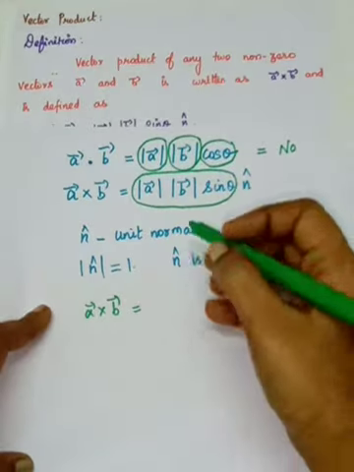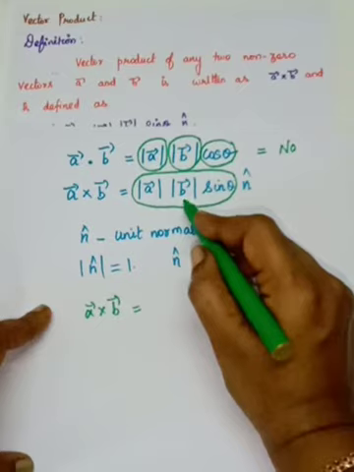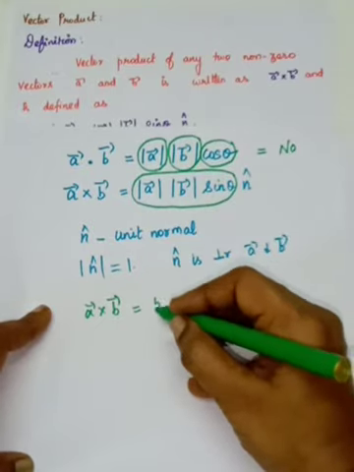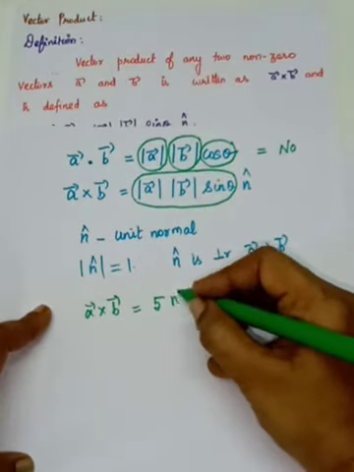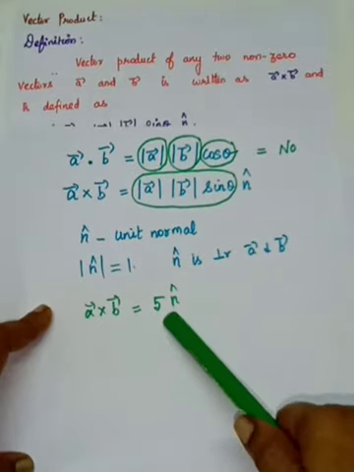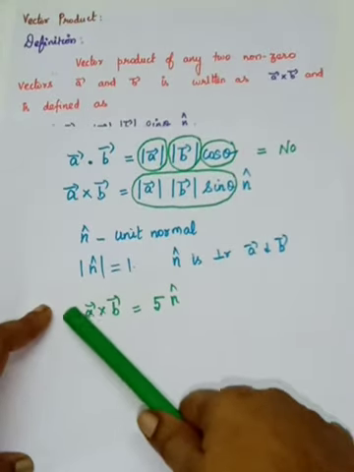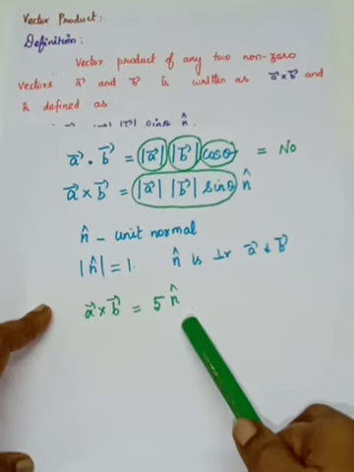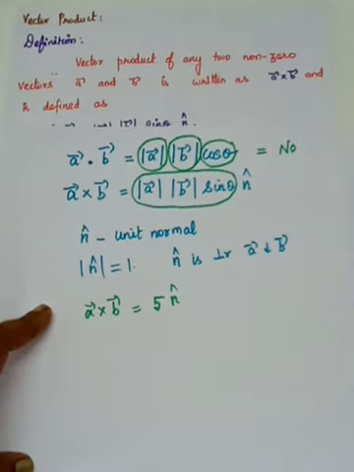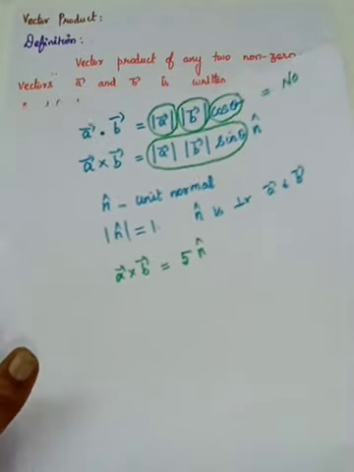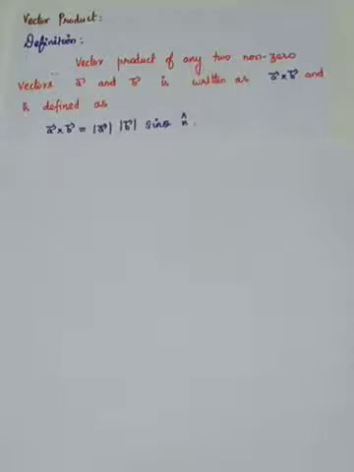Now, modulus of a vector modulus of b vector sin theta, if I take it as 5, into n cap, it's a scalar multiple of a vector. So a cross b is a vector. While you are talking about a vector, you should know about its direction. For that you should know about the right-handed system and the left-handed system.